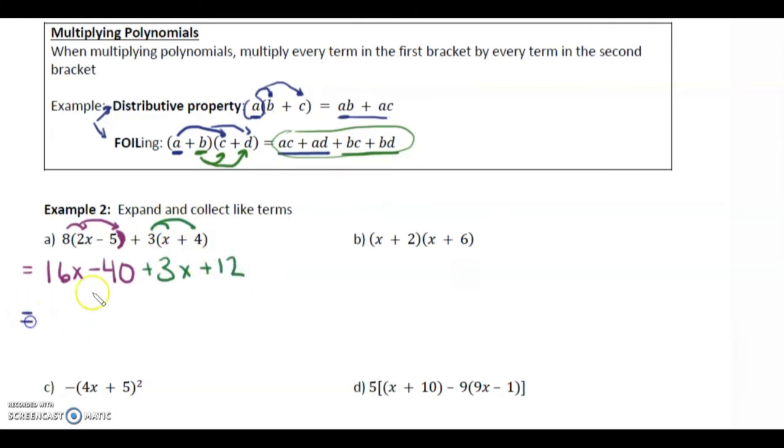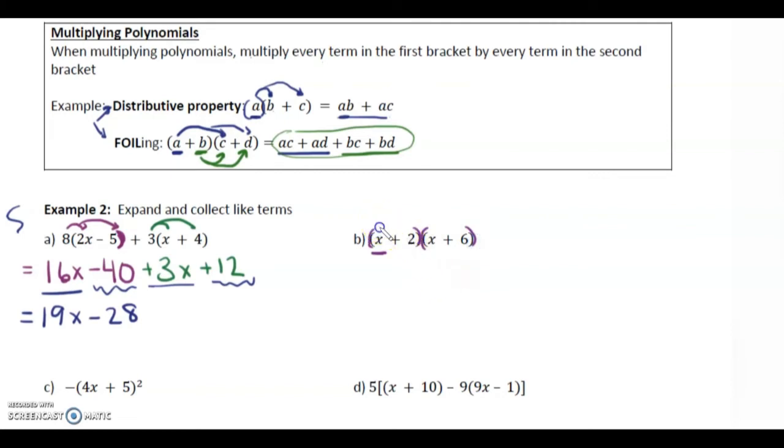Okay, and at this time, we can collect like terms. 16x plus 3x, we get 19x. Negative 40 plus 12, okay, negative 28. So that's just straight distributive property. Now let's take a look at one for foiling. So the first term in the first bracket is x. We have x plus 2 in the first bracket, and this is being multiplied by x plus 6.